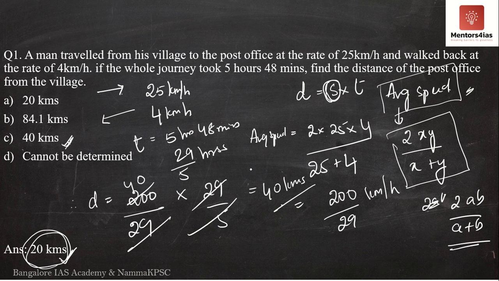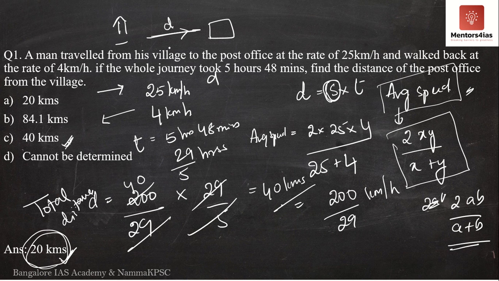Then why are you getting 40 kilometers over here? The reason you're getting 40 kilometers over here is that this is not D. It is not the distance between the home and the post office D. This is total distance. You are calculating the total distance traveled, that is onward journey D plus return journey another D. So this distance that you're getting is actually 2D.